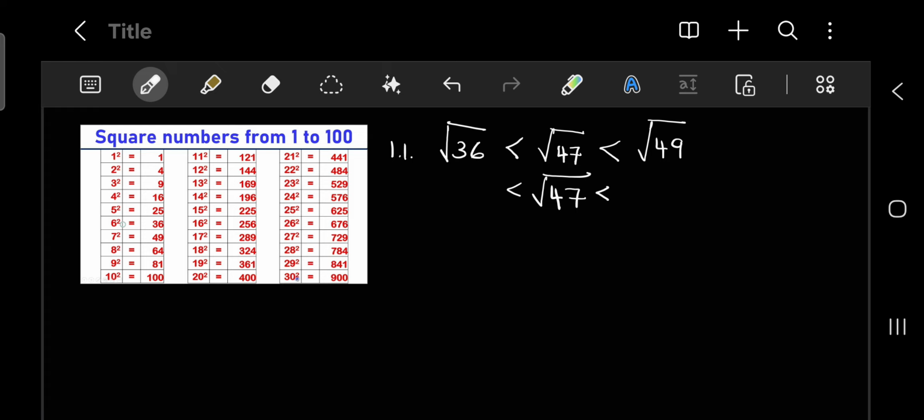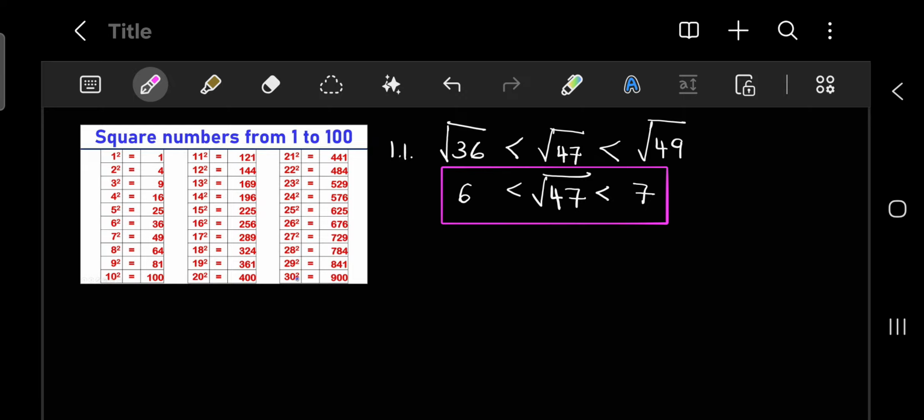If we have a look at this table, we know that 36 is 6 squared. So the square root of 36 is 6. And if you look at 49 on your table, that is 7 squared. So the square root of 49 is 7. So that is going to be your final answer.